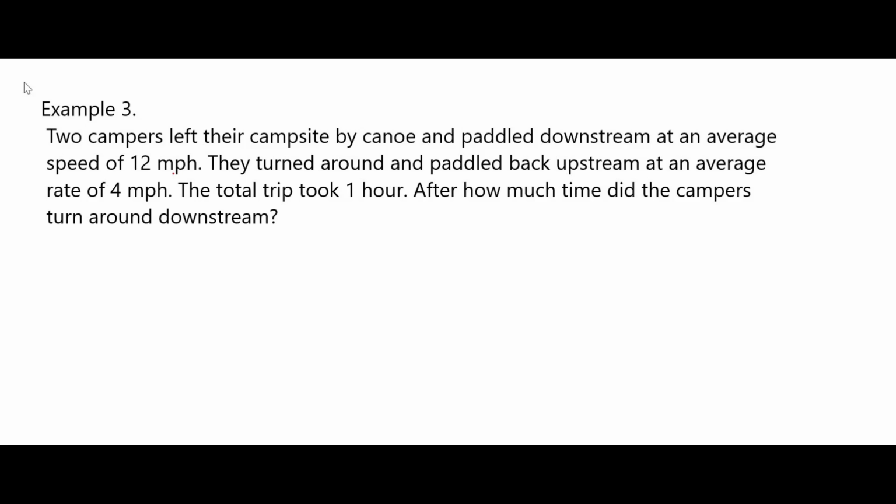Question 3. Two campers left their campsite by canoe and paddled downstream at an average speed of 12 miles per hour. They turned around and paddled back upstream at an average rate of 4 miles per hour. The total trip took 1 hour. After how much time did the campers turn around downstream?